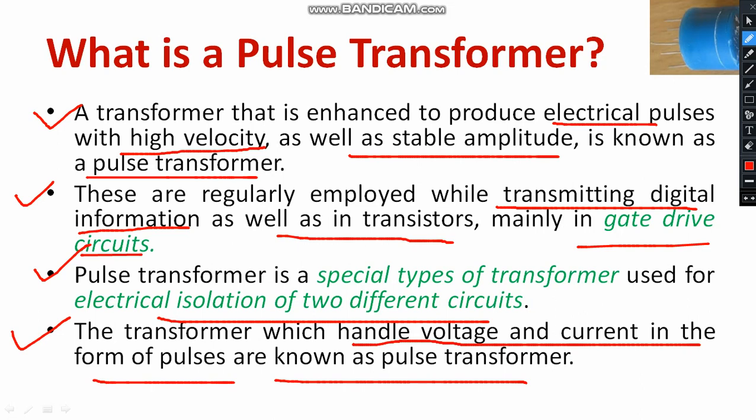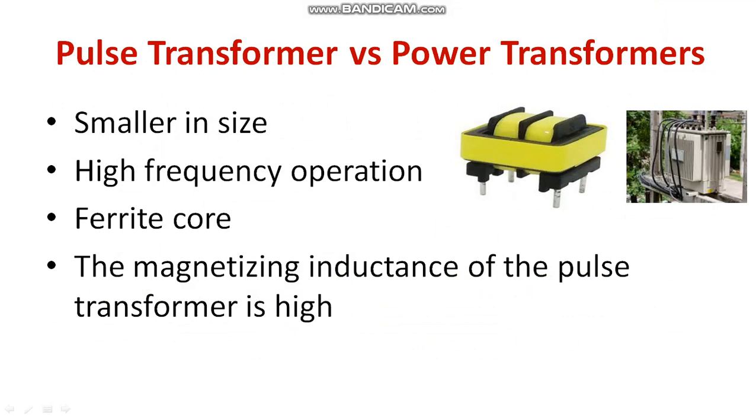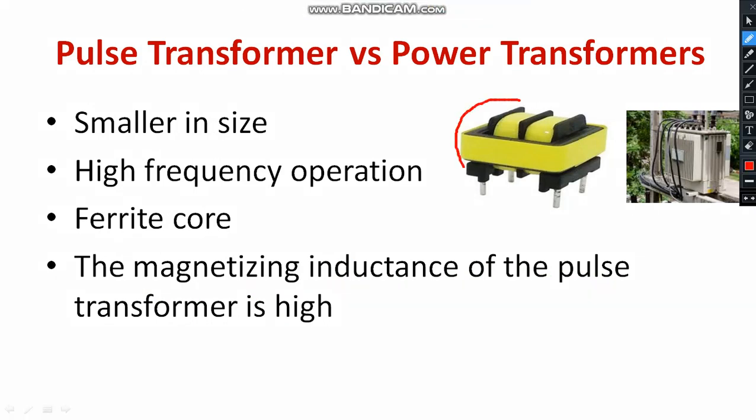We have to compare the pulse transformer with the conventional type of transformer. As you can see in the diagram of the conventional transformer and the pulse transformer, this is actually called a pulse transformer. Let me call it P. This is your conventional type of transformer, say a pole mounted substation where you are using the transformer. What are the major differences between a pulse transformer and a normal type of transformer?